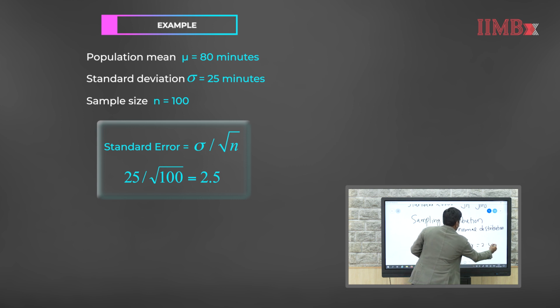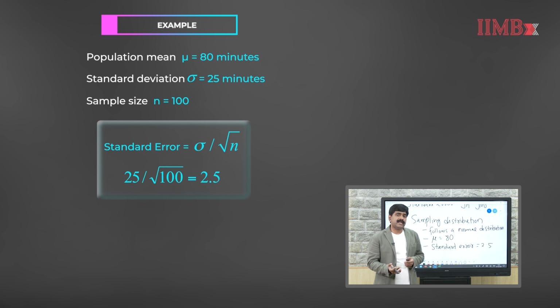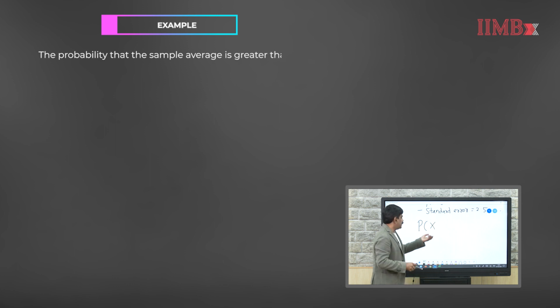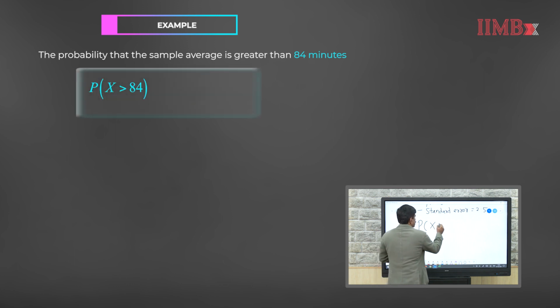is 2.5. Now we have to calculate the probability that the average time spent by the sample of 100 students will exceed 84. That is, we need to calculate the probability that the random variable x, and when I say random variable, I am referring to the sampling distribution, is greater than 84.